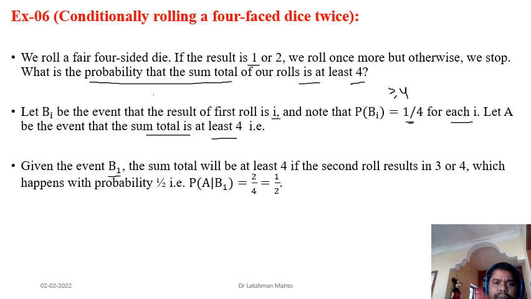Once B1 has already happened, then what would be A? So if B1, that is, we got 1 in the first roll, then we are allowed to go for the second roll of the dice in such a way that our event sum would be at least 4. So what are the possibilities? That means, what is the probability that the sum is at least 4, once B1 has already happened? So what would be here?